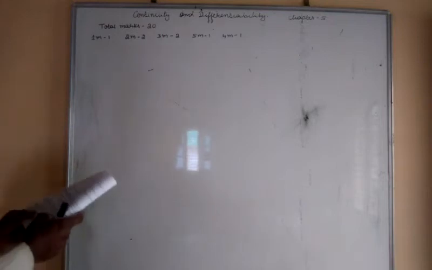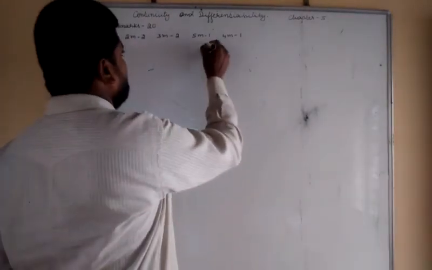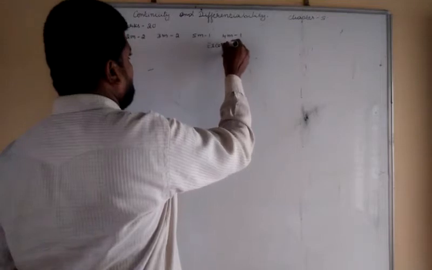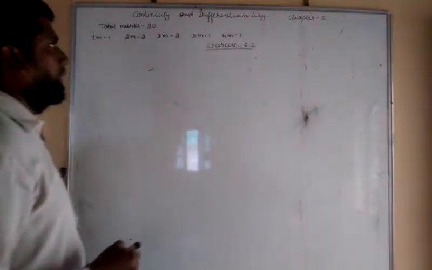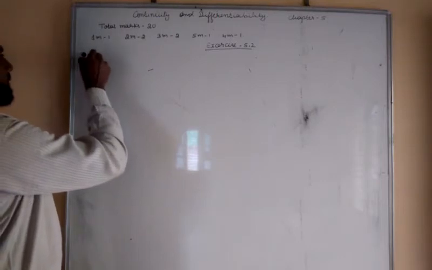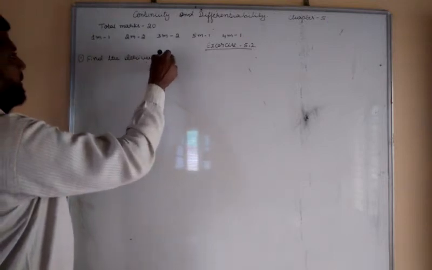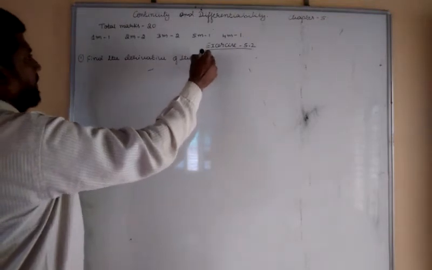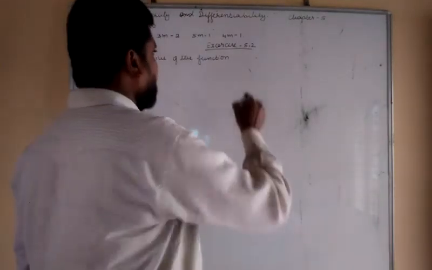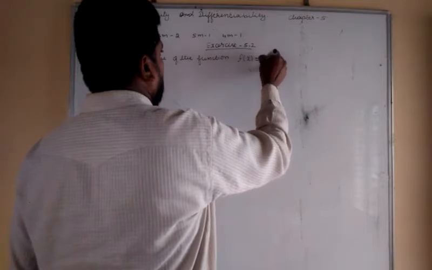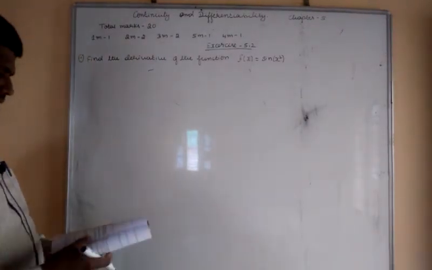Find the derivative of the function. In this exercise 5.2, let us take the first problem. Find the derivative of the function f of x is equal to sine of x square.